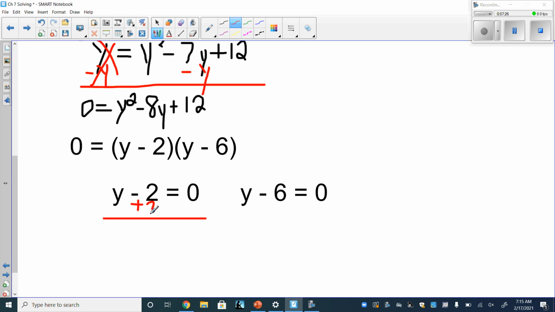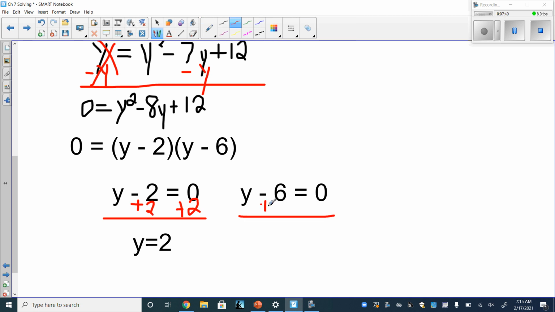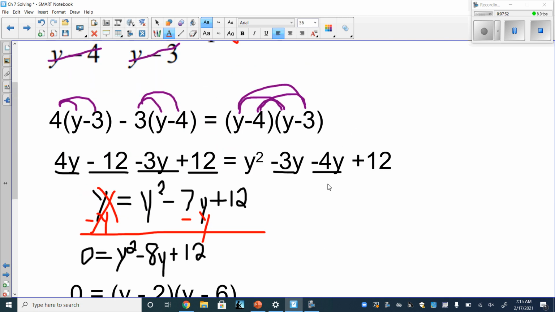At this point here, we can solve for the value of y. So first here, we can add 2 to both sides, which tells me y is equal to 2. And over here, we can add 6 to both sides. And when we add 6 to both sides, we get y is equal to 6. So these here are our two answers.